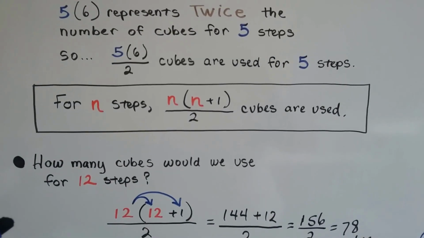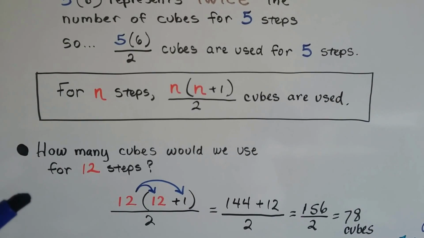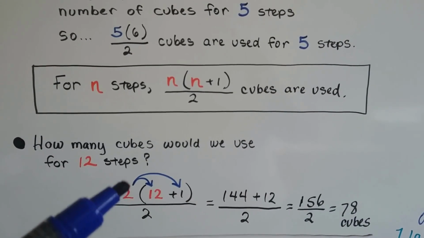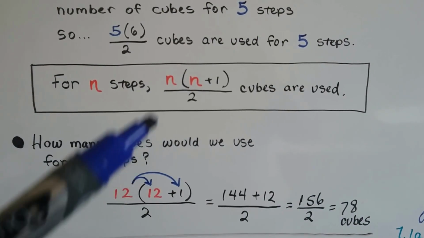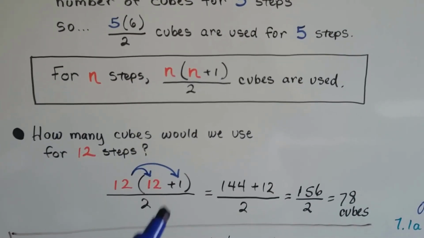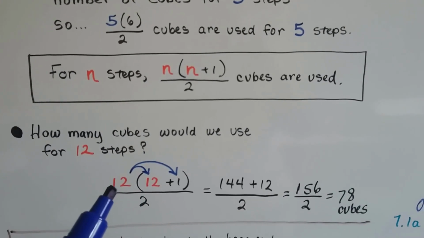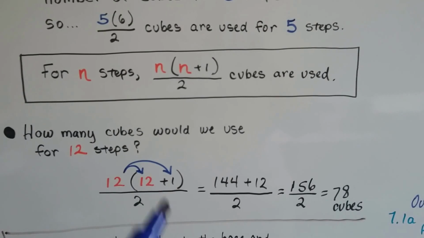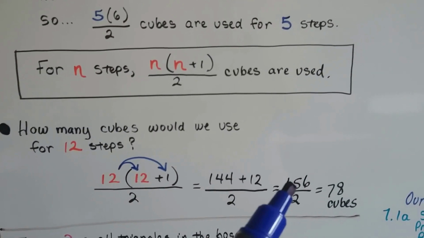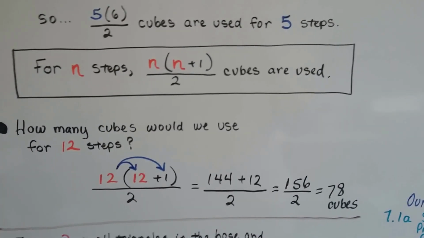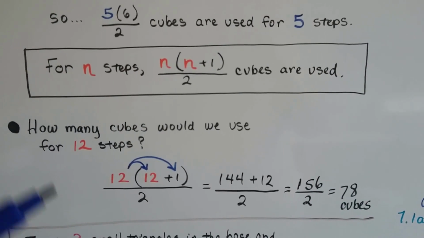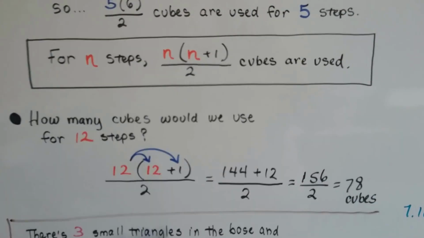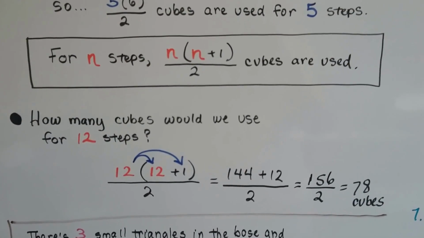So how many cubes would we use for 12 steps? We would put the 12 here times 12 plus 1 to follow our formula, and we'd get 144 plus 12. We could even say 12 times 13 divided by 2, couldn't we? We get 156 divided by 2, or 78 cubes. We can use this for 20 steps or 35 steps. We just plug our numbers in, okay?